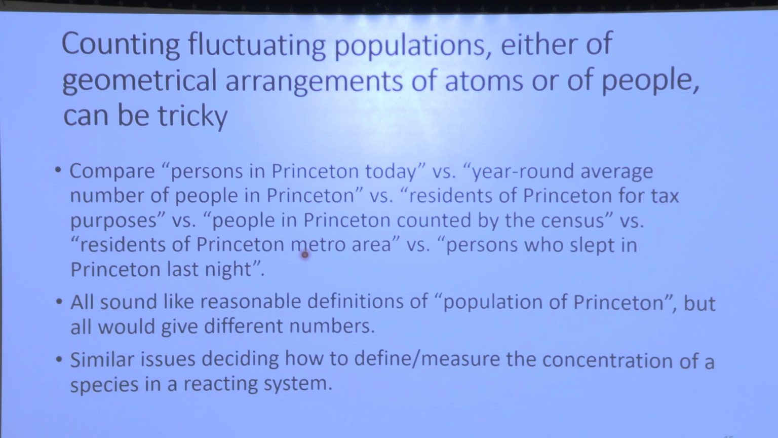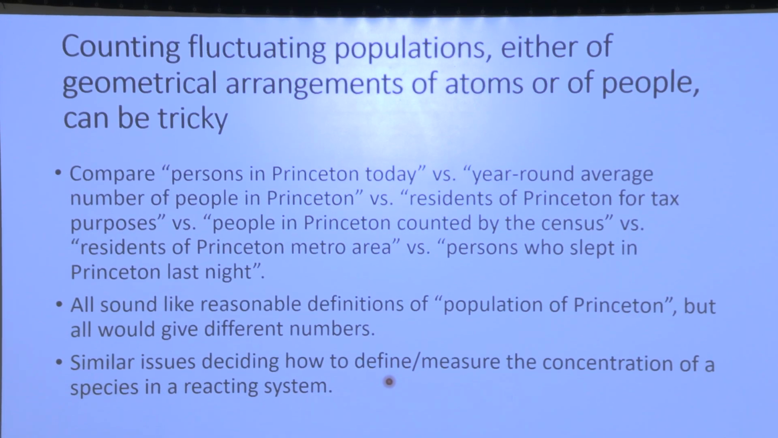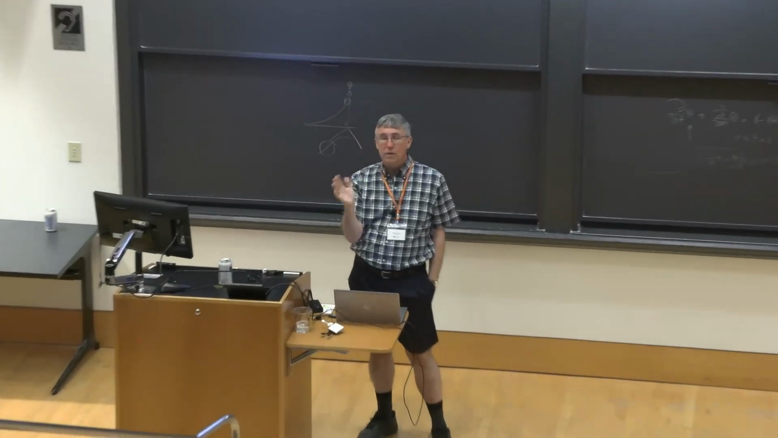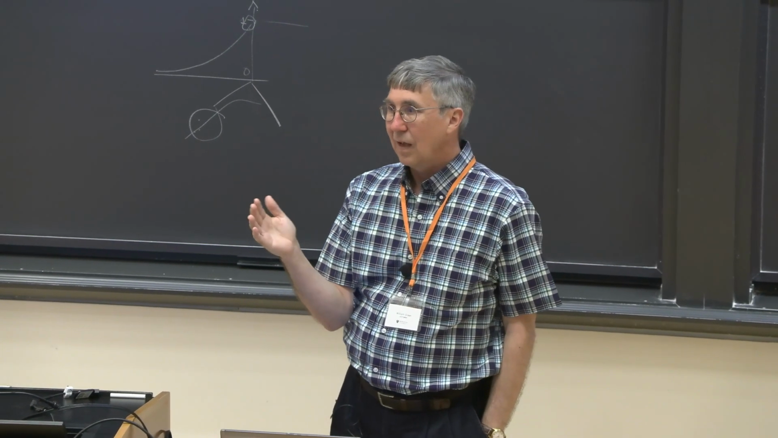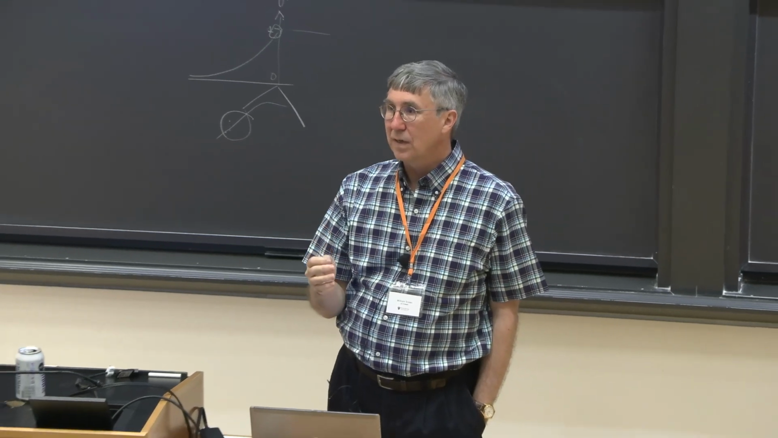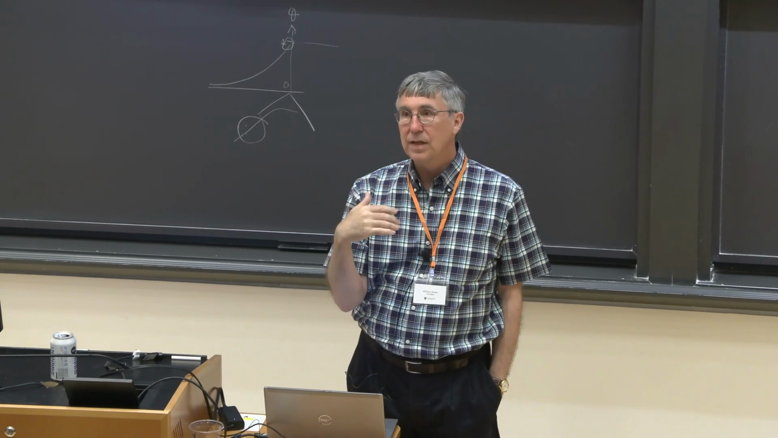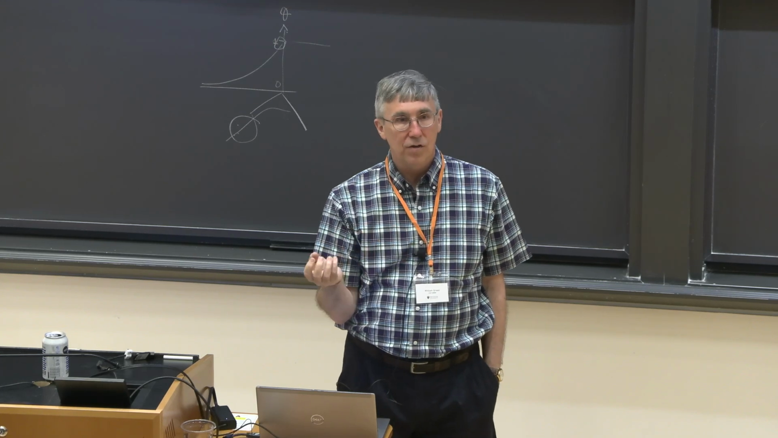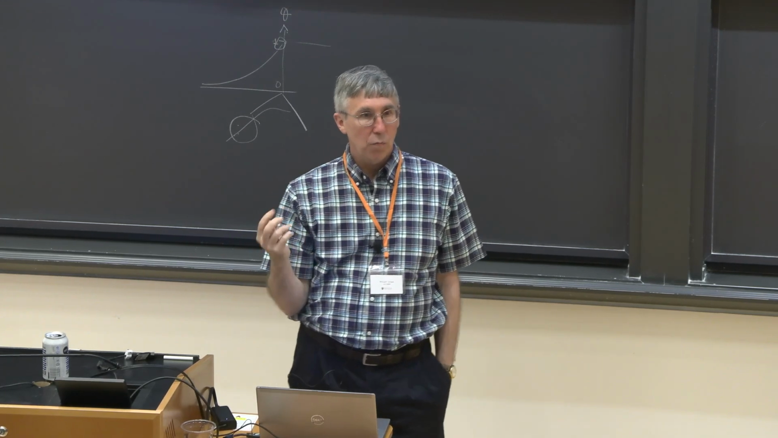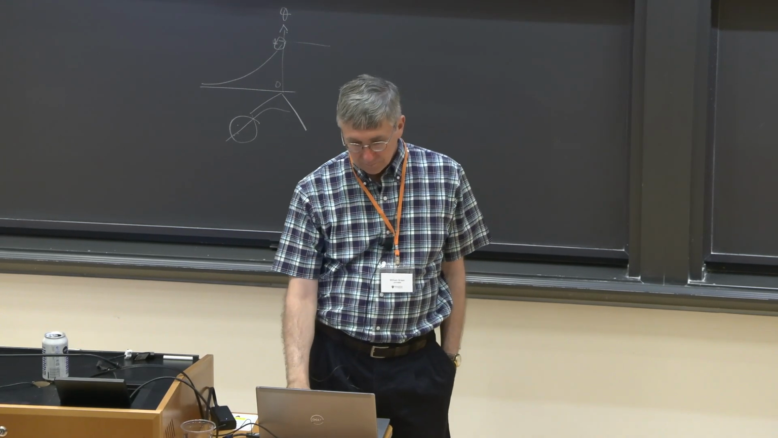But they're not exactly the same, and they would give different numbers. And the same thing happens with concentrations of a species. There are different ways you could define it, they could all sound perfectly reasonable. They might all give similar numbers, but they're not exactly the same thing. And if you change the definitions, you might get something different. And typically the experimentalist's definition and the theoretician's definition don't agree. So they wouldn't give exactly the same result.